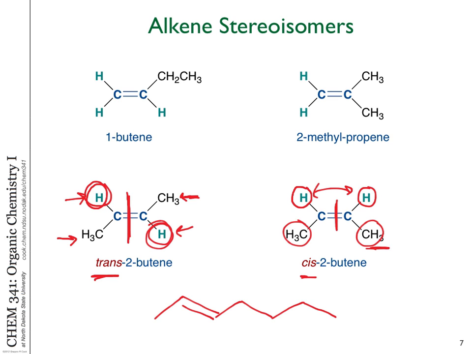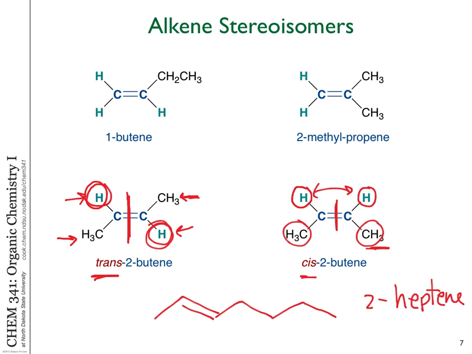How many carbons is it? 7. So it's a heptene, right? Heptene, and the double bond starts at which carbon number? 2. So it's a 2-heptene, but, and I point this out because we don't always draw the hydrogens, it's important to recognize where those hydrogens are on the double bond.